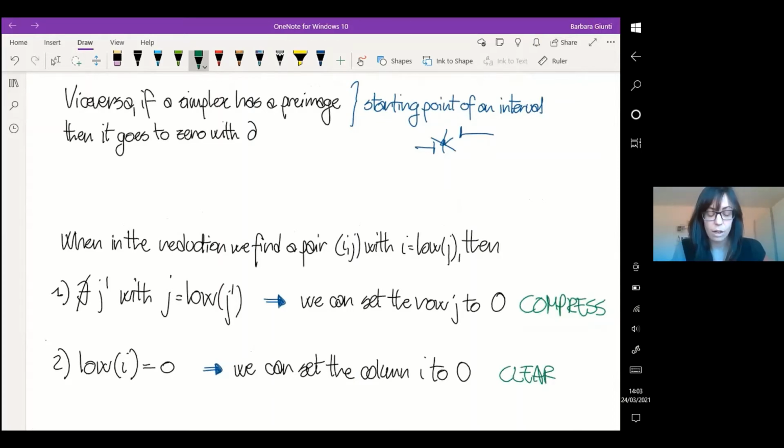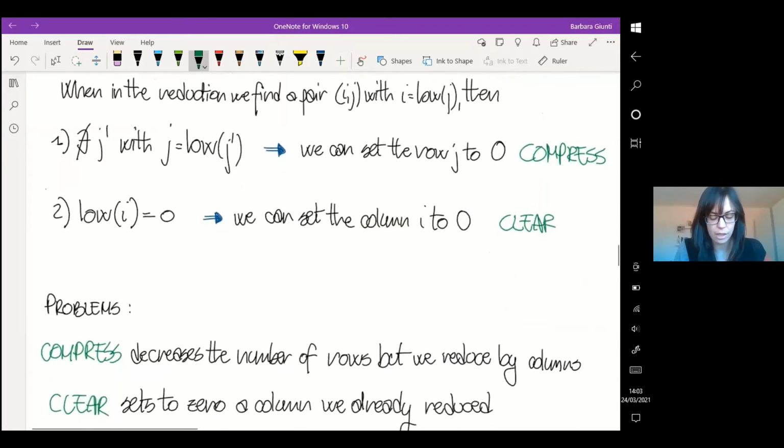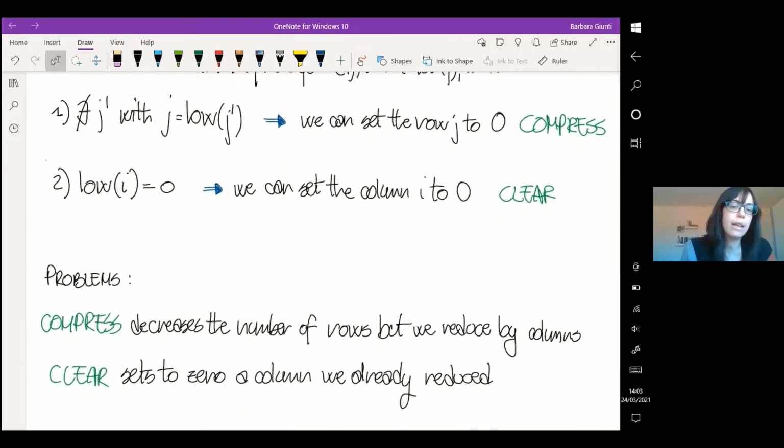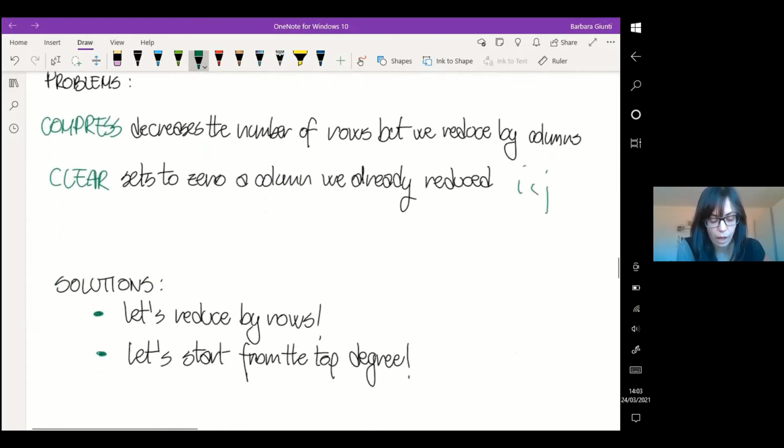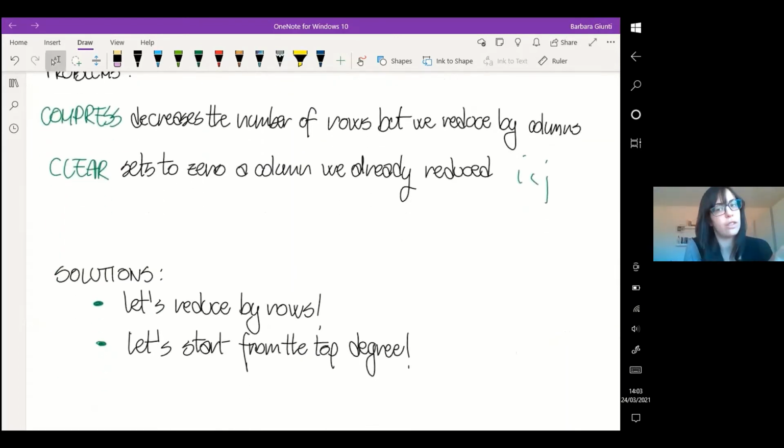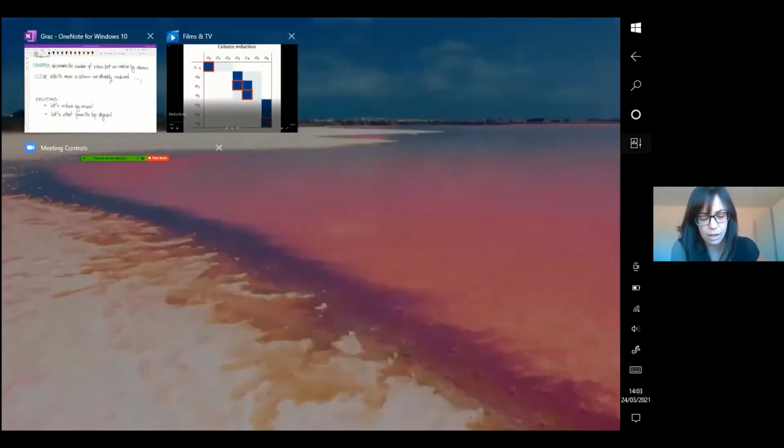Okay. So let's try to apply this to optimization. Well, we run into some problems, namely the fact that the compress decreases the number of rows, but we are going by columns, and the clear sets to 0 a column that we already reduced, because we go left to right, and I comes before J. So how do we solve these problems? Well, first, we can reduce by row, or we can try to see if it's possible to reduce by row. And second, we can start from the top degree. So instead of going from D0 as we did before, we go from D2.